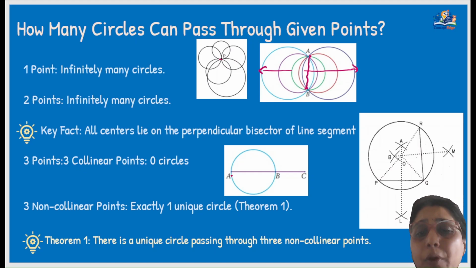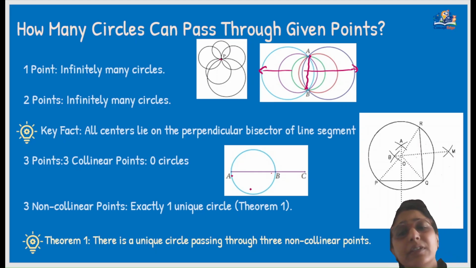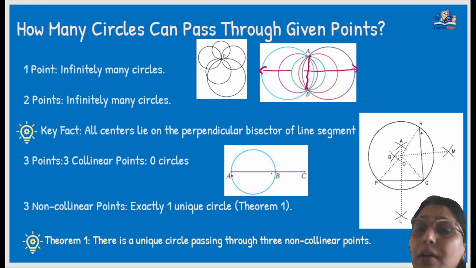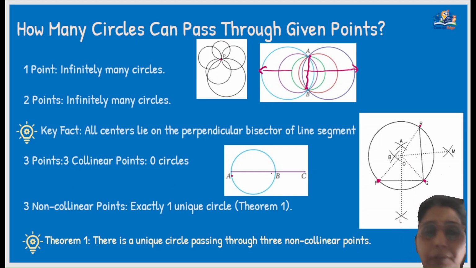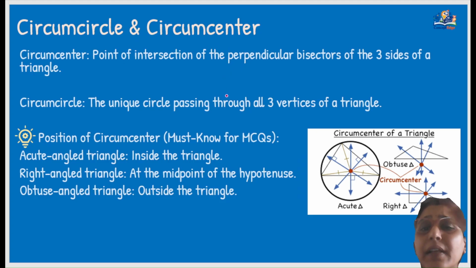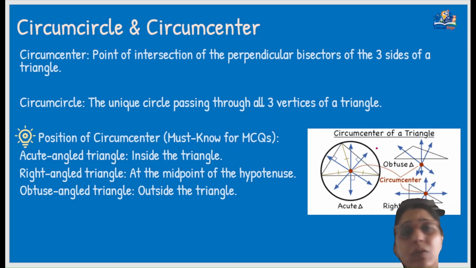There is no circle which passes through 3 collinear points. Here, points A, B and C are 3 collinear points, and I cannot make a single unique circle passing through them. Now what if points A, B and C are non-collinear? In the figure, points P, Q and R are 3 non-collinear points, and there is one unique circle. Unique means one and only one circle passing through these 3 points. This circle is called the circumcircle.